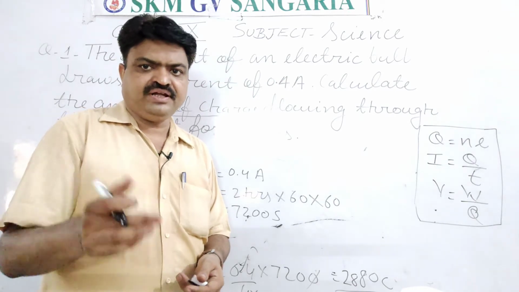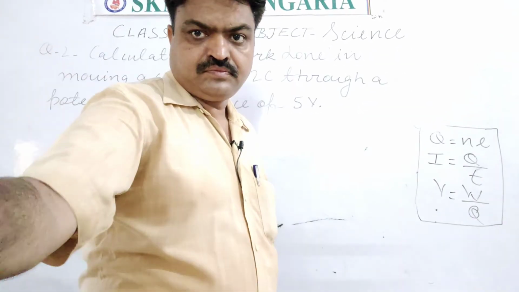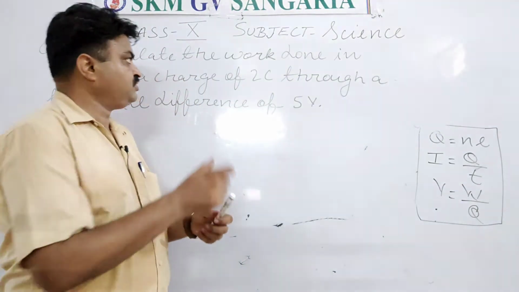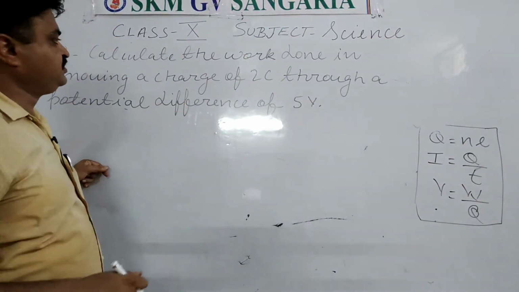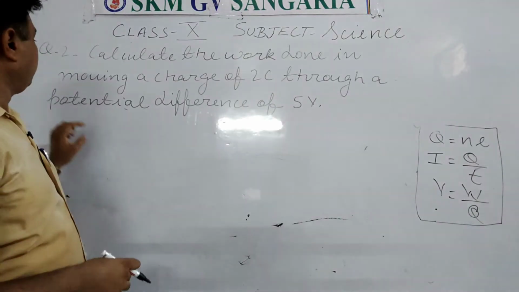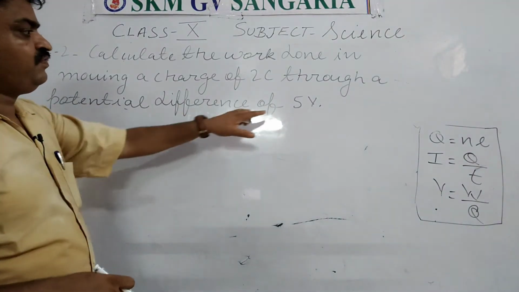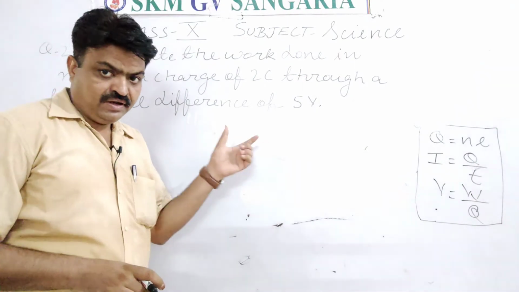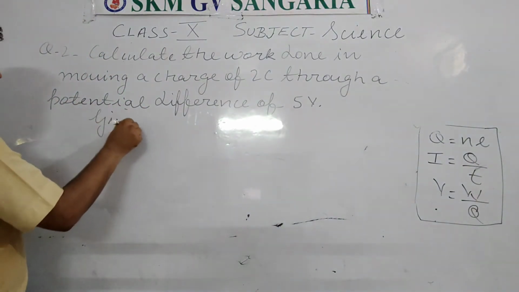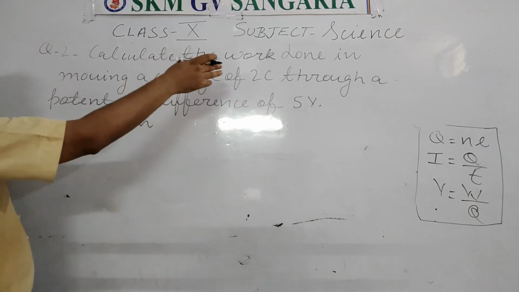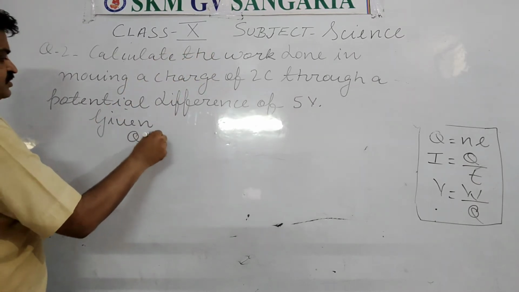Now we will solve the next question. So student, now we will solve this question: calculate the work done in moving a charge of 2 coulomb through a potential difference of 5 volt. In this, the given quantities first we will try to write. What is given here, student? Q is given, it is 2 coulomb.